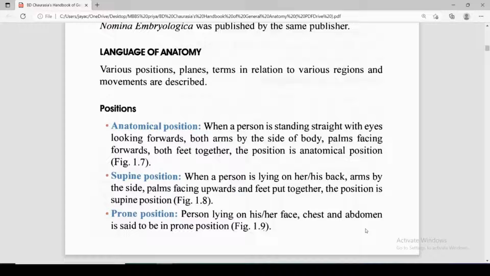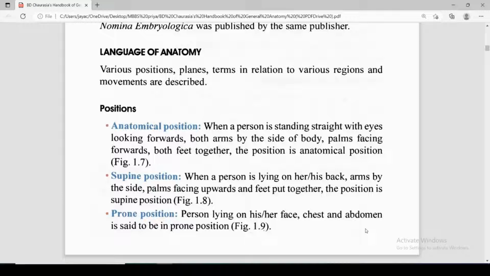So, today we are going to see the language of anatomy: various positions, planes, and terms in relation to various regions. So, first one is the positions. There are totally four types of positions. First one is the anatomical position.